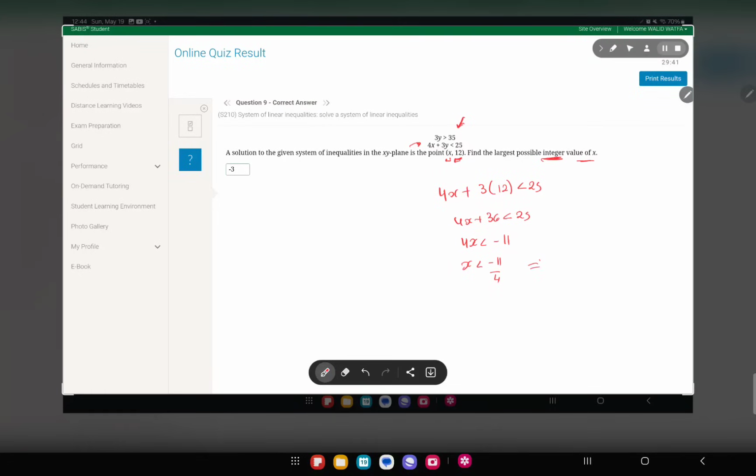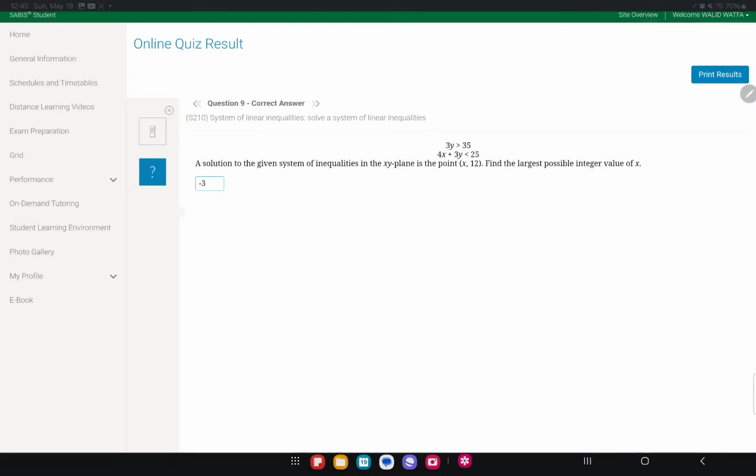Okay, minus 11 over 4, as a decimal, is less than minus 2.75. So what is the largest possible integer after negative 2.75? That would be negative 3. Okay, that's the largest possible. You could say negative 4, you could say negative 5, but you want the largest possible one. Okay, so it could be negative 3.